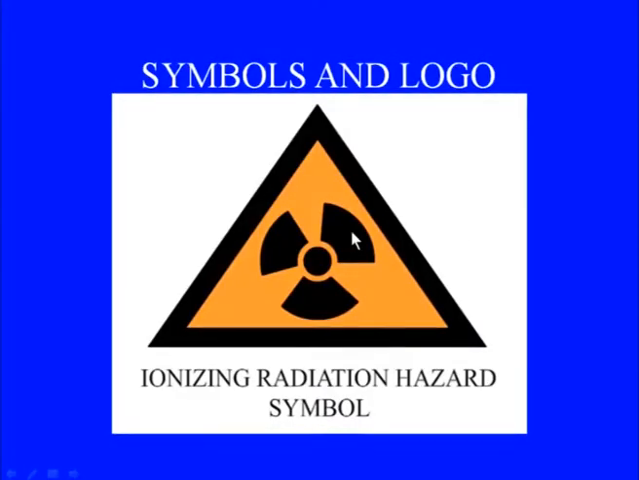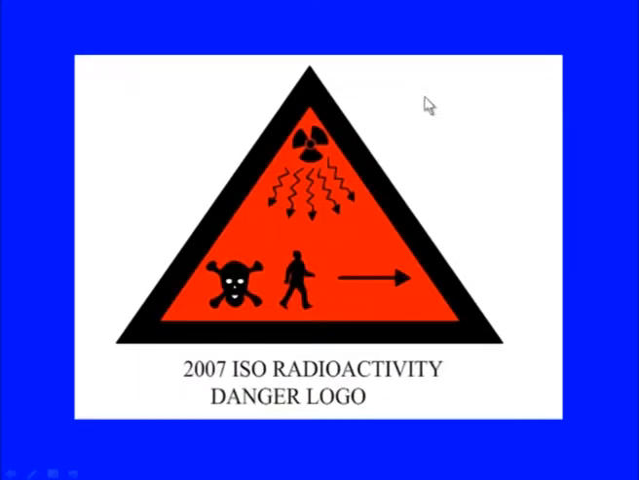Now if you can see these symbols here, this is the ionizing radiation hazard symbol, which could be pasted on the areas where work is going on, the lab doors of the labs which are utilizing radioisotope techniques. There is another one which is the radioactivity danger logo, which could also be pasted at the areas where radioisotopes are being used. So these are two signs, and there are other signs also which need to be pasted, and people have to be alerted by these dangerous signs where radioactivity is being used.